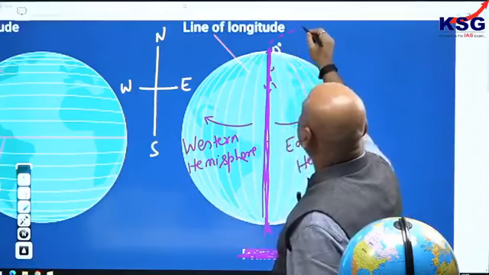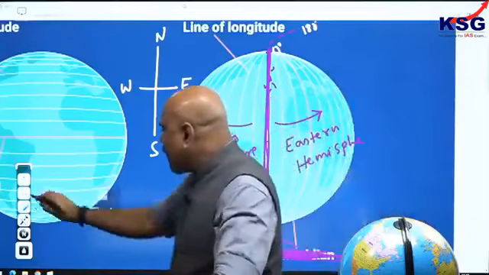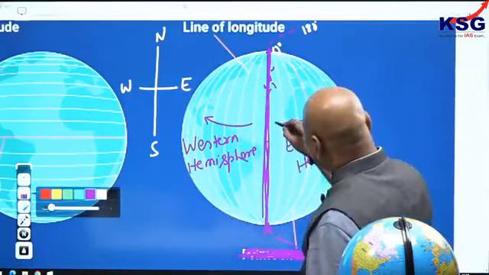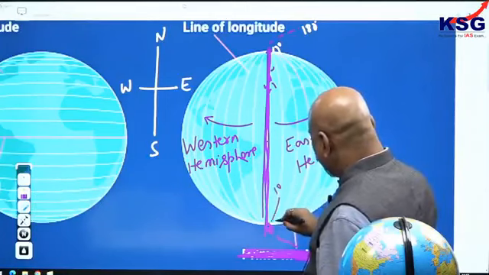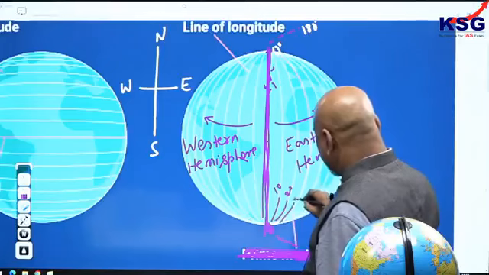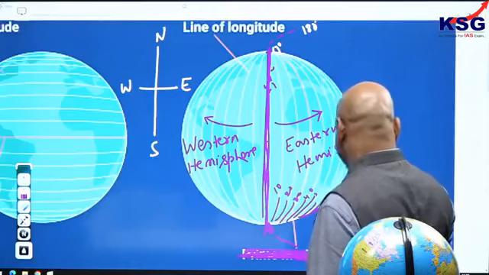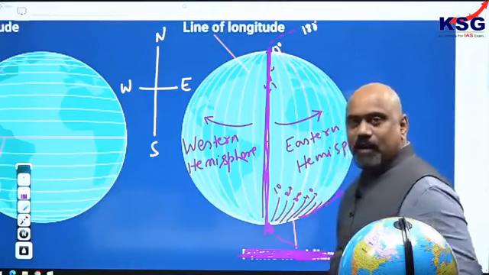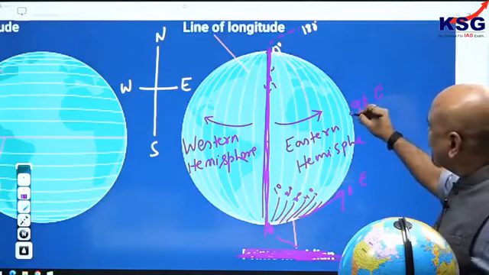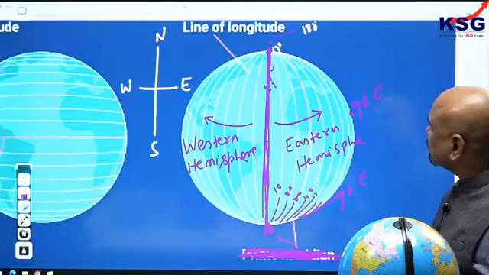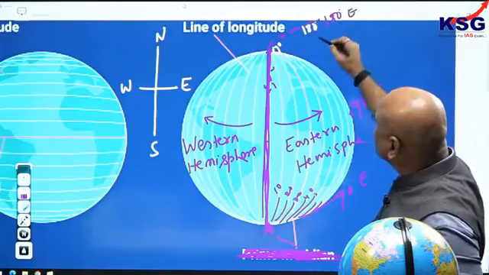If this is 0 degree, then this will be 180 degree. So let us talk about these angles here. If this angle is 0 degree, then this is 10 degree, this is 20 degree, 30, 40, 50, 60, 70, 90 degree. This is 90 degree east. If we look at the back side of this line, this is 180 degree east.